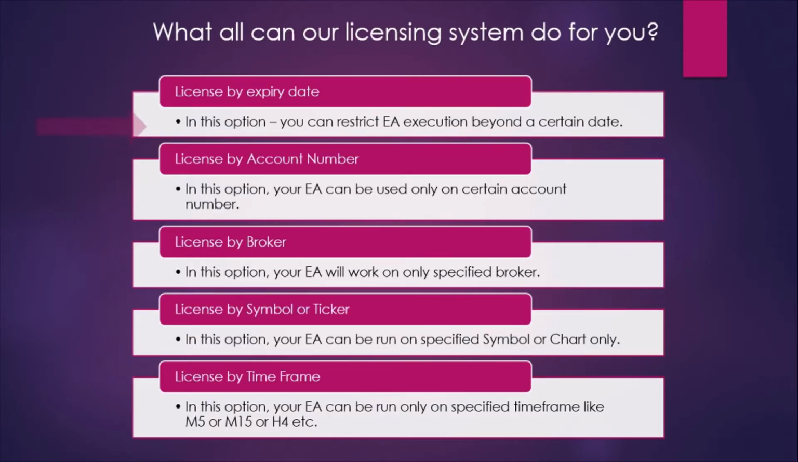So what can this licensing system do for you? It can check license by expiry date. In this option, you can restrict EA execution beyond a certain date. It can restrict license by account number, so your EA can be used only on a certain account number. The system can check license by broker. In this option, your EA will work only on the specified broker. It can also check for a specific symbol or ticker. So in this option, your EA can be run on the specified symbol or chart only.